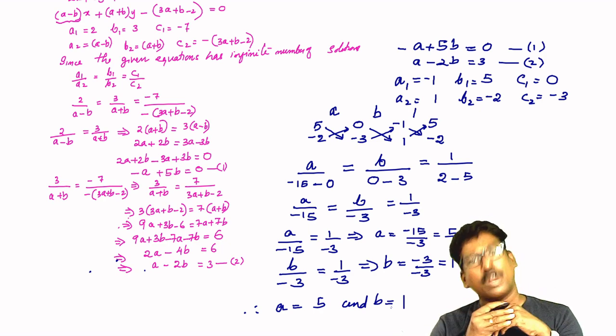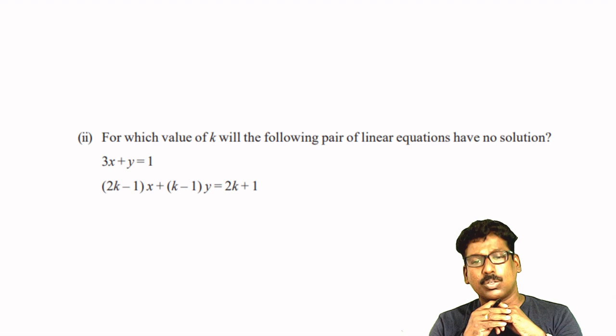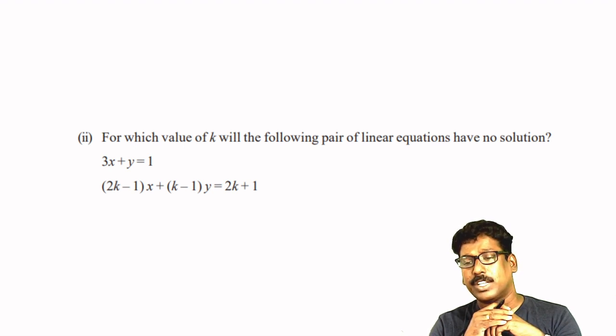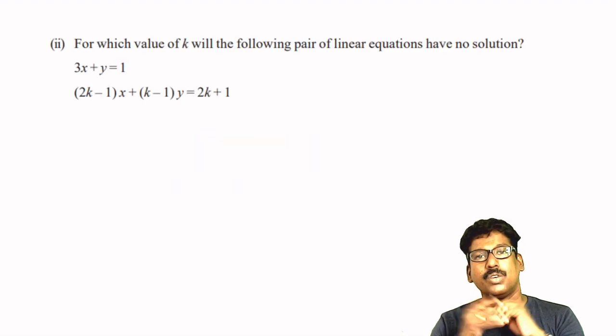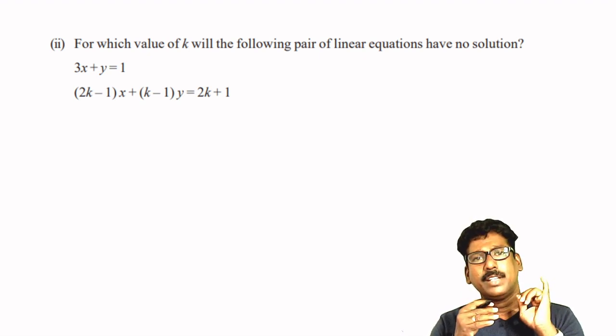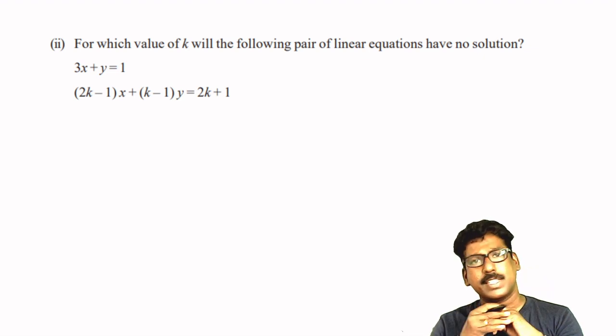In the same way, look at one more question. Here is your question. For which value of k does the following pair of linear equations have no solution? First, what we have to do: write the given equations in standard form. Then write a1, a2, b1, b2 and c1, c2.